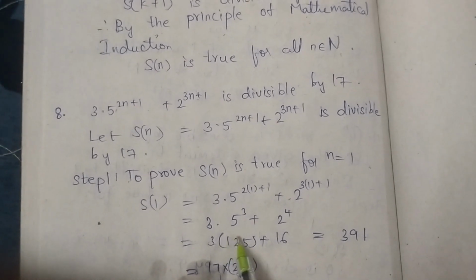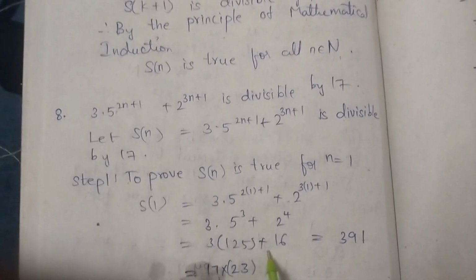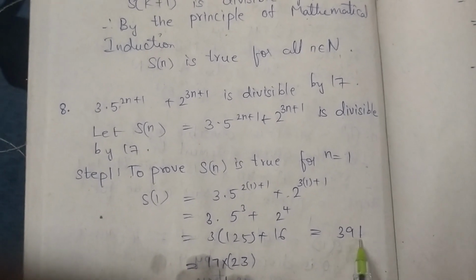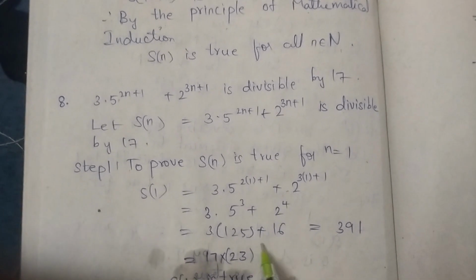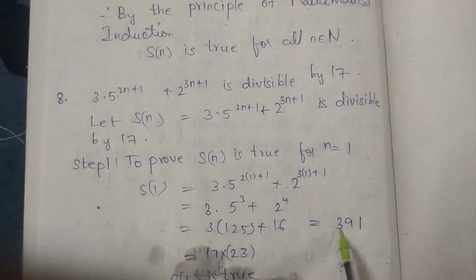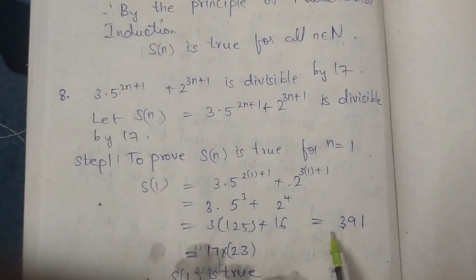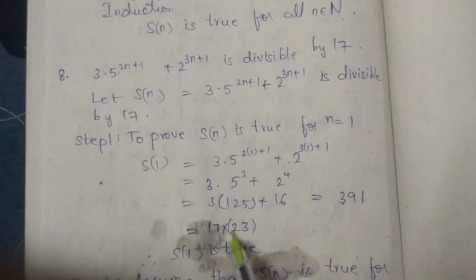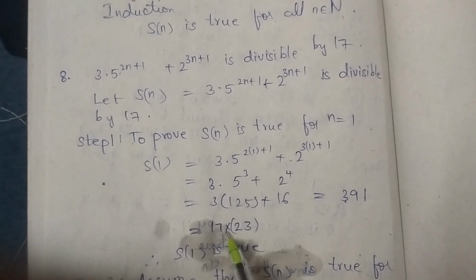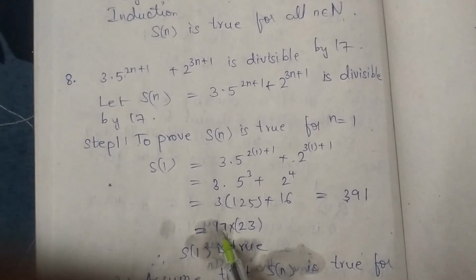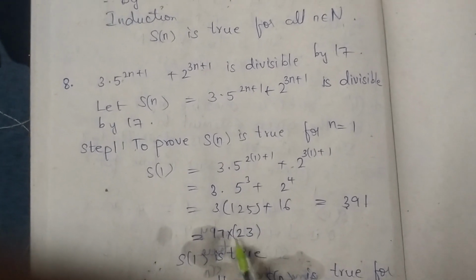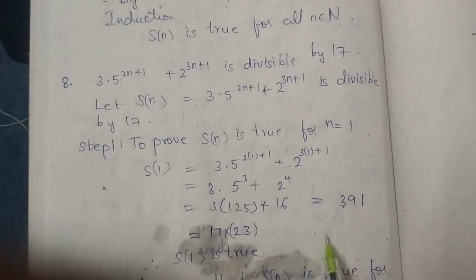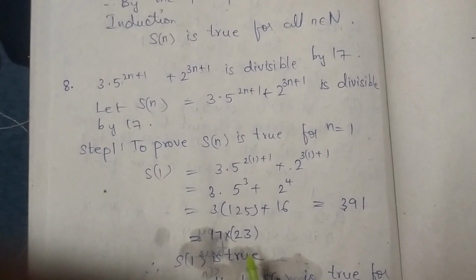5 times 5 is 25, 25 times 5 is 125, plus 2 power 4 is 16, which is equal to 391. On multiplying you can check it out, you will be getting the same value. 391 can be written as 17 into 23. So now we are getting it as 17 into 23. So we can say that this number 391 is a multiple of 17, or it is divisible by 17.